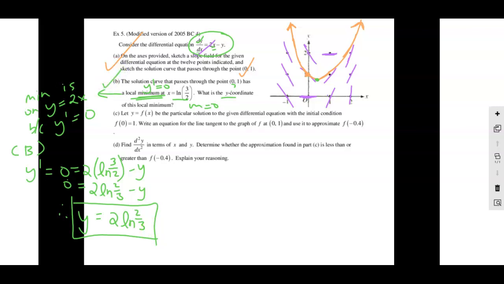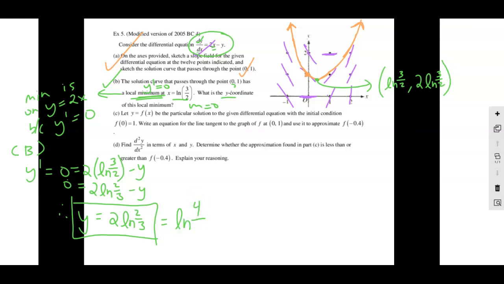And then that was it, right? So that's the y coordinate. So that point right here has the point ln of 3/2, and then the y coordinate would be 2 ln of 3/2. AKA, if you didn't want to leave it like this, you could write ln of 4/9.